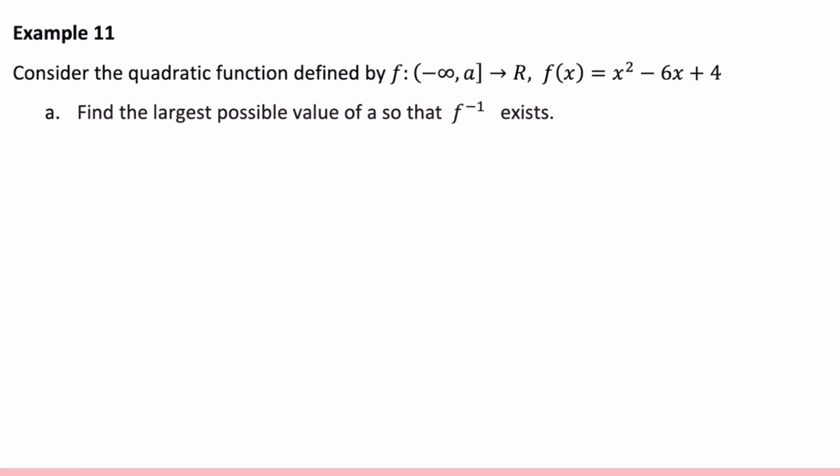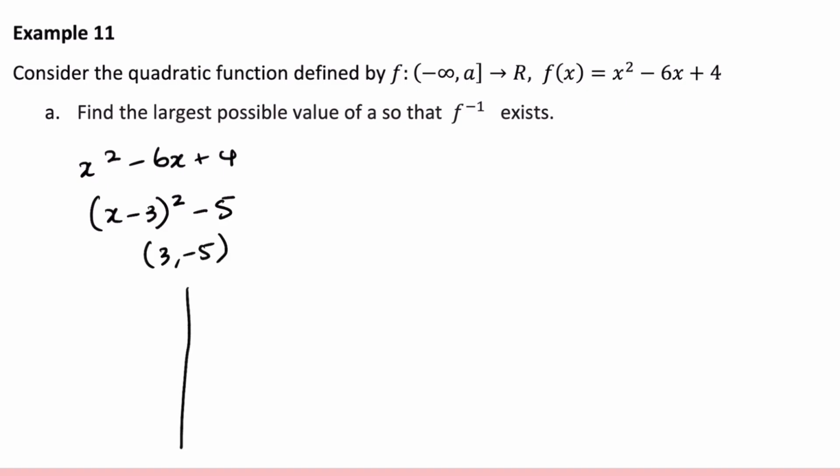Okay, so let's give this one a go. It says consider the quadratic function that is defined by f and so on. Find the largest possible value a such that f inverse exists. So very similar to what we were doing before. We've got a quadratic, and for it to exist, we're going to find out the turning point. So complete the square. For the middle, that'll be -9 plus 4, which will be -5. My turning point is at 3, -5.